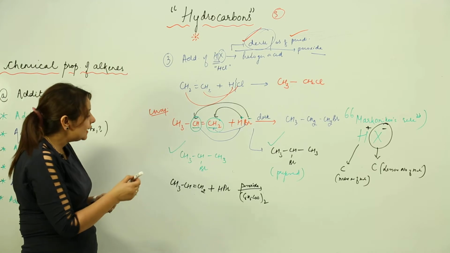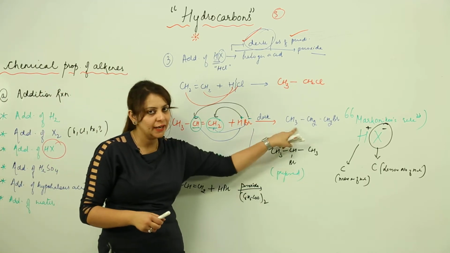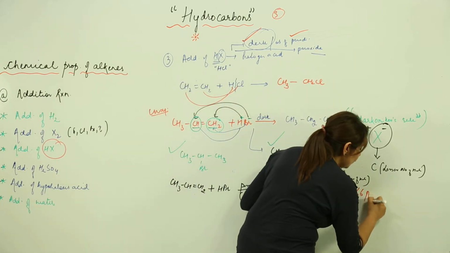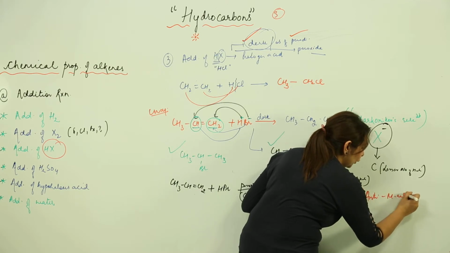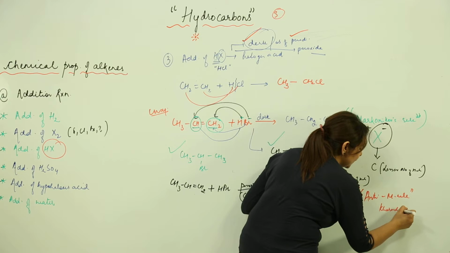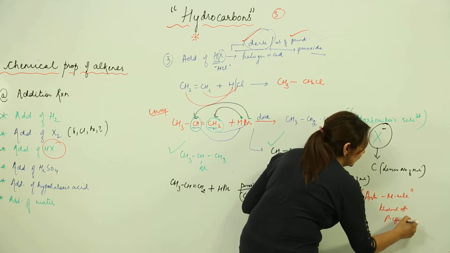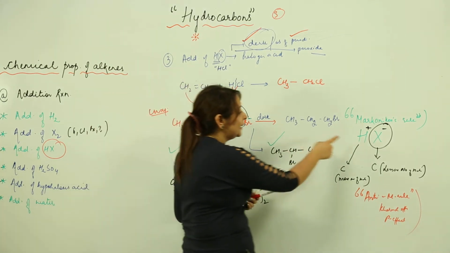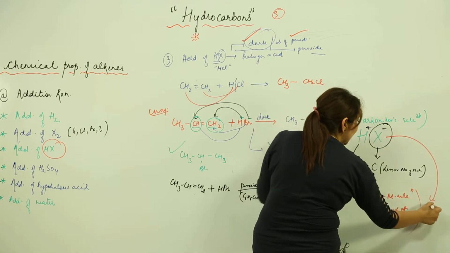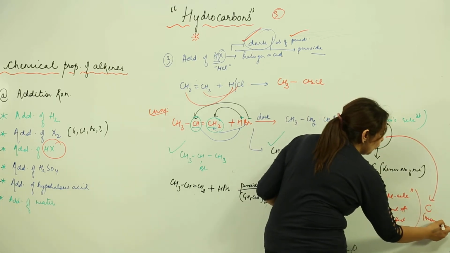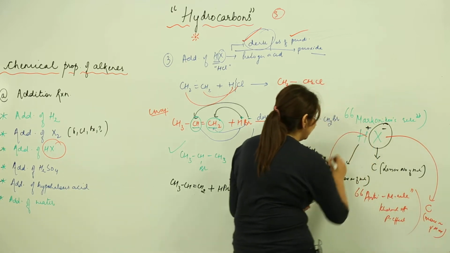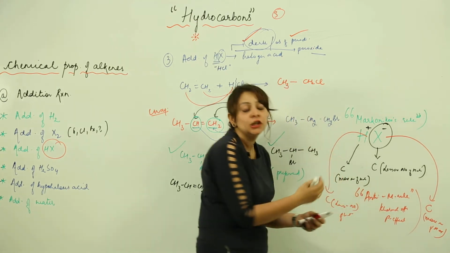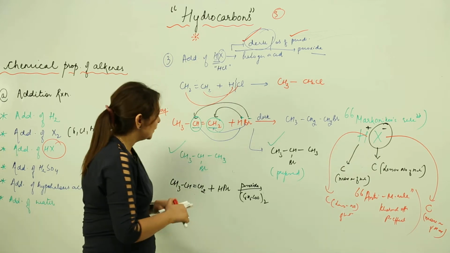So what happens? Again in this case, the addition can occur in both ways. But this time, the rule we follow is the anti-Markovnikov rule, also called the Kharasch effect, also called the peroxide effect. Either name you can use. It is actually anti to the Markovnikov rule. That means the negative part is going to attach to the carbon atom which carries more hydrogen atoms, and the hydrogen is going to attach to the carbon atom which carries fewer hydrogen atoms. So the Markovnikov rule actually gets reversed. This is what is going to happen here.